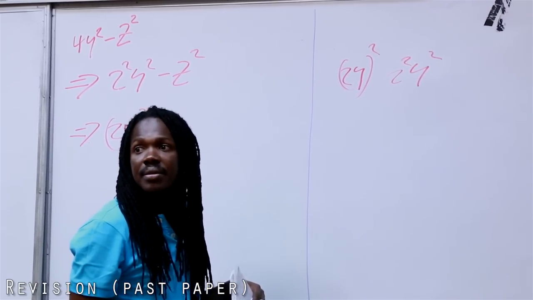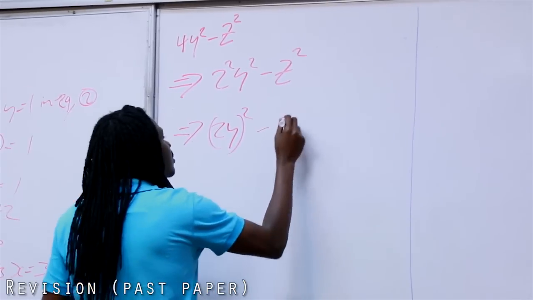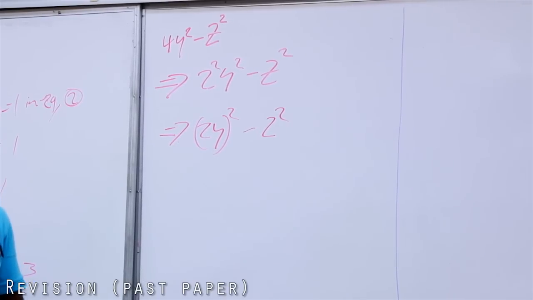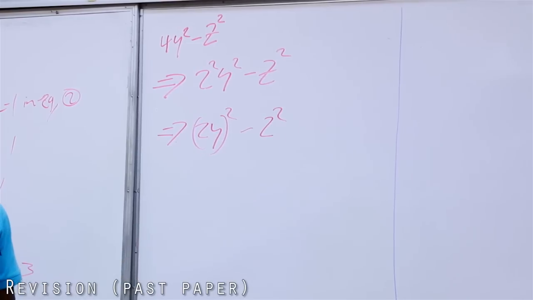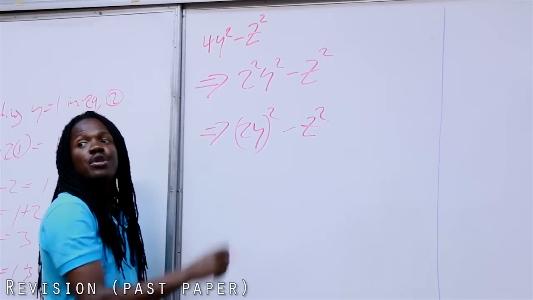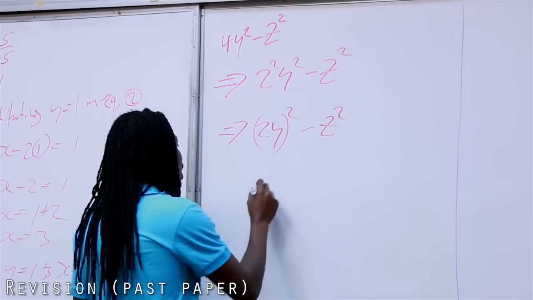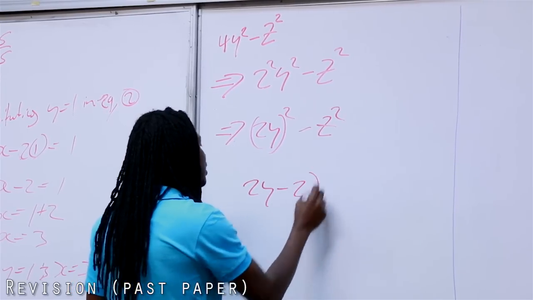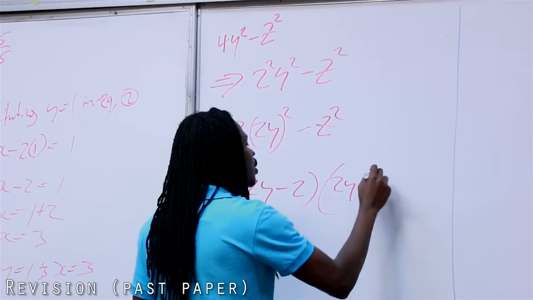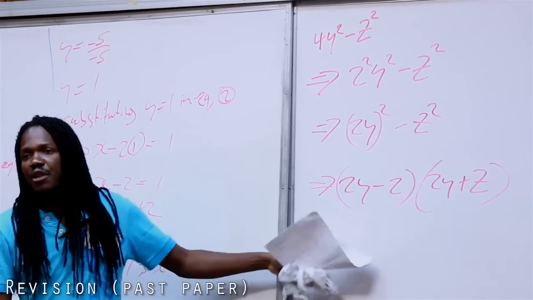You see that? Minus z squared. Now what is that? In factorization, that looks like a difference between two squares. Difference meaning what? Subtract. So you're subtracting one square from another full square. You see that? So therefore, when you have a difference between two squares, all they say is 2y minus z, and 2y plus z. Finish. Because that is the difference between two squares.